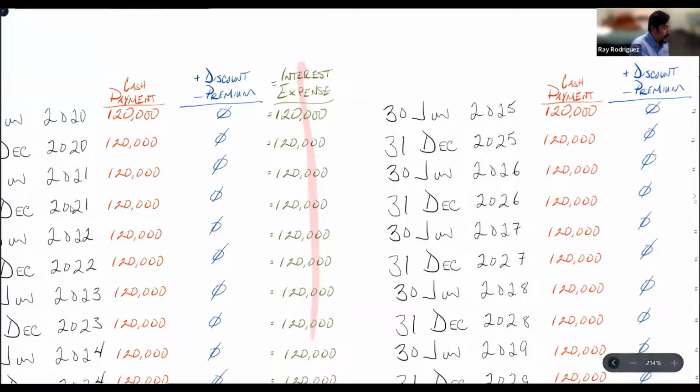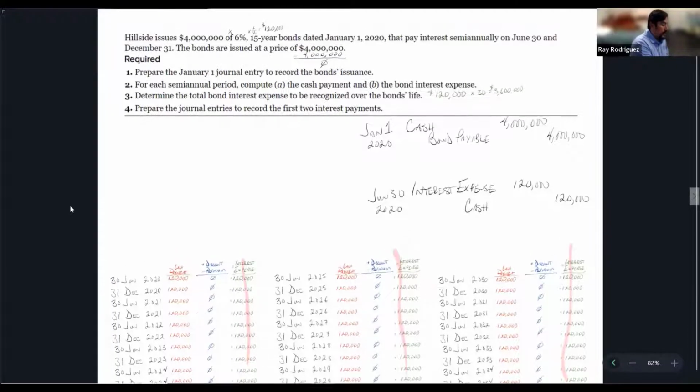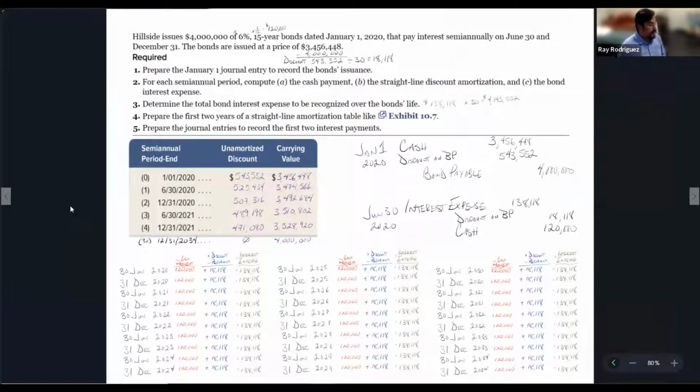The interest expense, add all of those and all of those and all of those, and we'll also get to $3.6 million of total interest expense. That's the first one. Here is the second version of this problem.